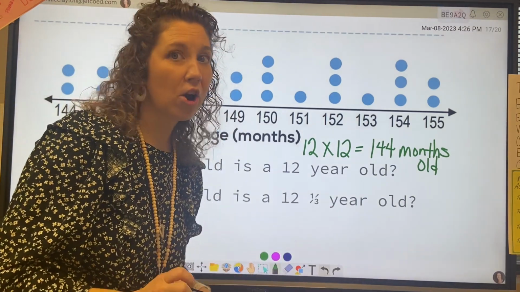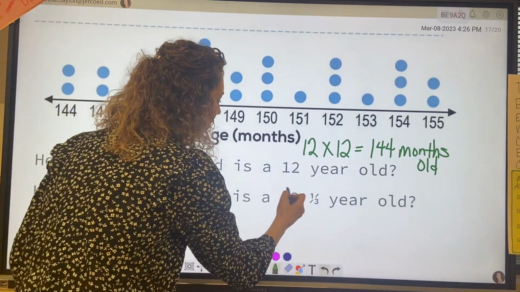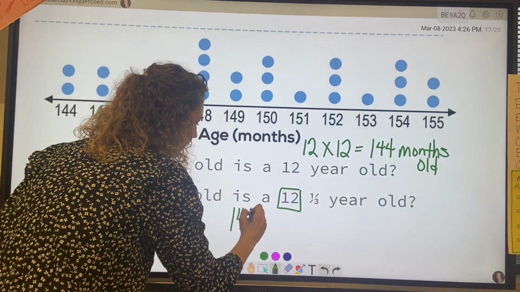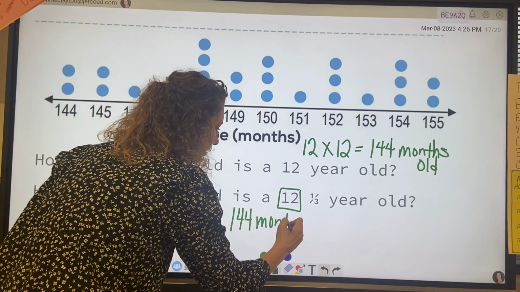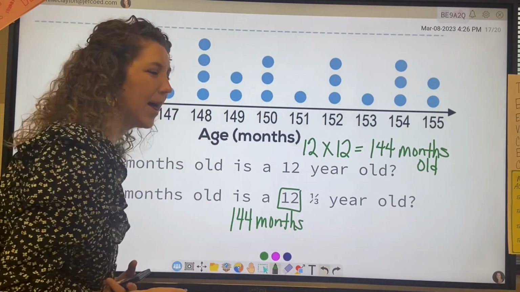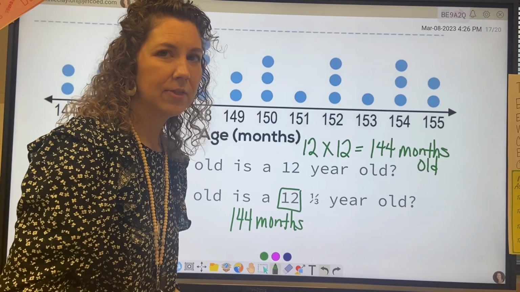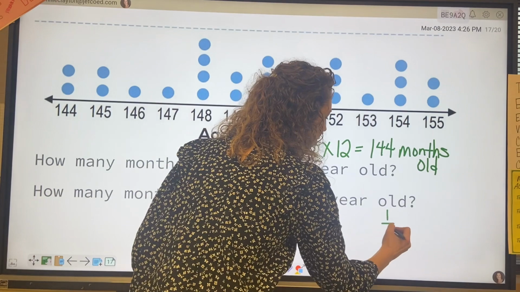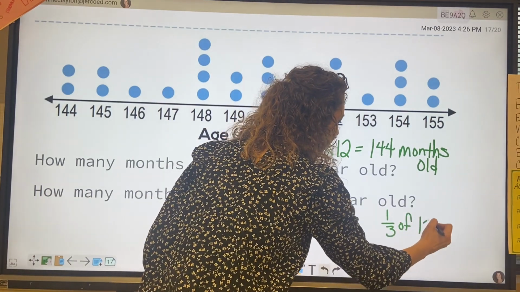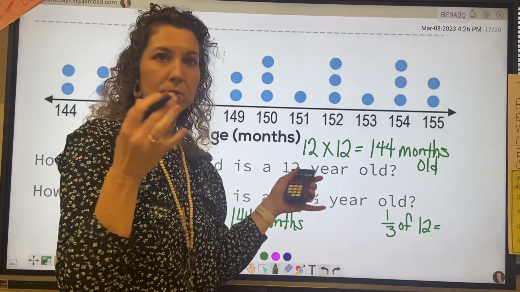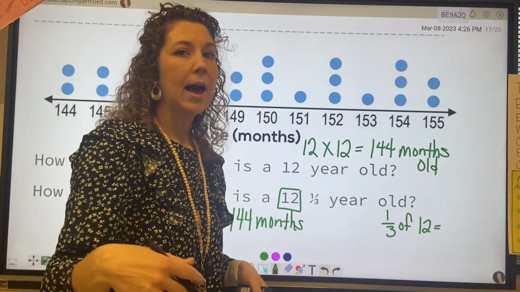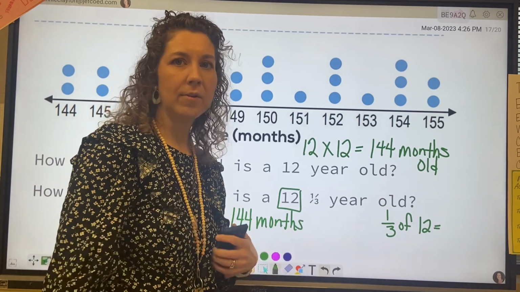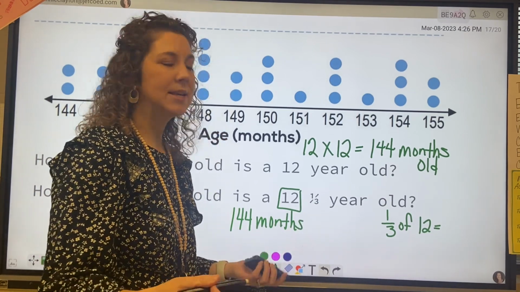12 1/3. We know a 12-year-old, we just figured that out. A 12-year-old is 144 months. But what about 1/3 of the year? Think about a year. A year is 12 months. What is 1/3 of 12? If you were to break a year up into 3 equal sections, how much is 1/3 of 12? It's like saying 12 divided by 3, which is 4.